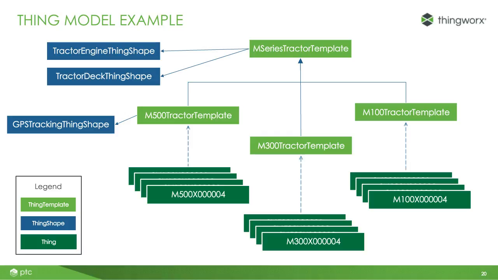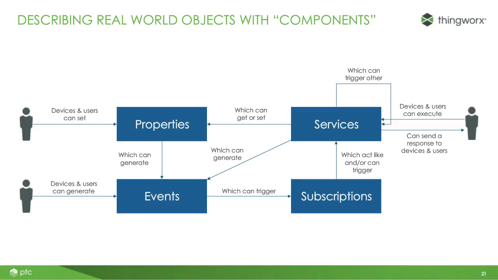From there, we've got 3 different child templates, one of which is also incorporating another shape, this time in the form of a GPS device. And then all the way at the bottom, you've got all the individual, quote-unquote, real-world tractors. These are actual specific tractors with individual serial numbers that are going to be sold and report the connected data back to an IoT application. So you've got your shapes, you've got your templates, you've got your things. Now, that determines how ThingWorx at a really high level creates the data model for your IoT application.